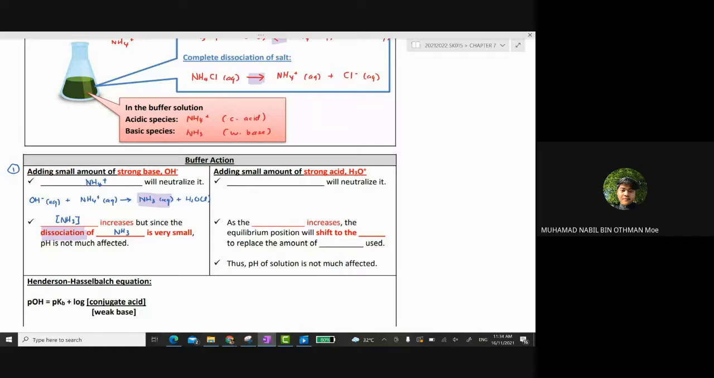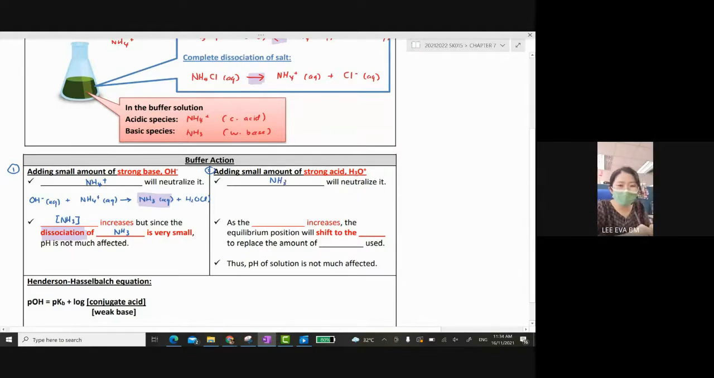Madam. All right. So the second scenario over here, we have adding a small amount of strong acid. Which species will come to neutralize it? NH3, because of acid-base neutralization. So NH3 will neutralize the added strong acid. In this case, H3O+ is neutralized by the weak base in this buffer in a complete reaction, single arrow, to produce NH4+ and also water.